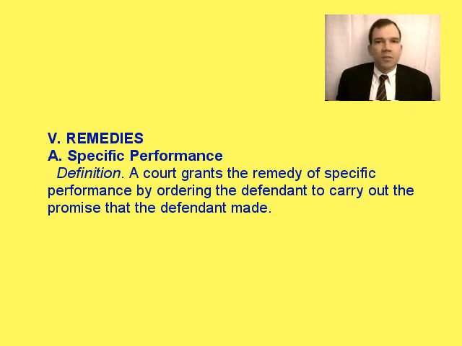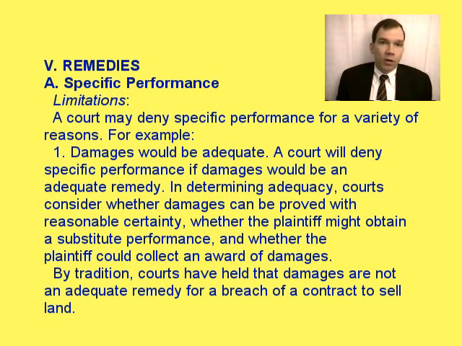A court grants the remedy of specific performance by ordering the defendant to carry out the promise that the defendant made. A court may deny specific performance for a variety of reasons. We've looked at two of these reasons, but there are many others. The first reason is that a court will deny specific performance if damages would be an adequate remedy. In determining adequacy, courts consider whether damages can be proved with reasonable certainty, whether the plaintiff might obtain a substitute performance, and whether the plaintiff could collect an award of damages. By tradition, courts have held that damages are not an adequate remedy for a breach of a contract to sell land.